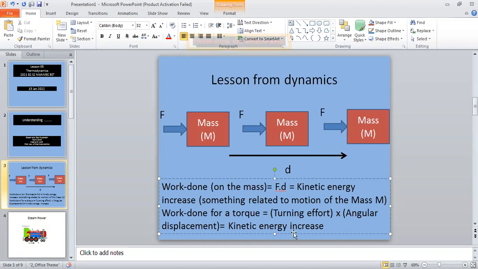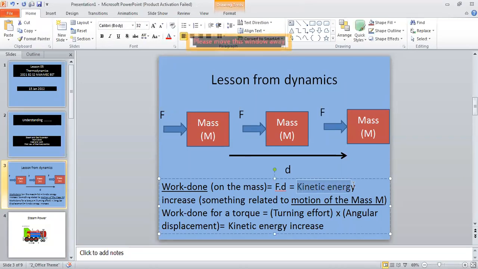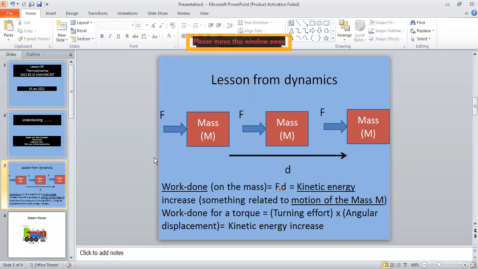In the same way, for this turning effort, there could also be a turning mass. Again, it's for the rotational motion of the mass when you apply a torque. So two things here: work done, something related to motion of the mass, and kinetic energy. Okay, kinetic energy.